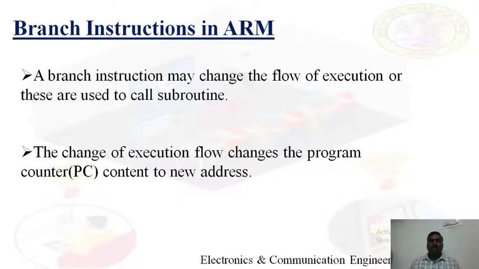In branch instructions, as the name itself suggests, the branch instructions are used to change the flow of execution, or they may be used to call a subroutine. The main use of the branch instruction is to call a subroutine or to change the program flow from one point of the program to another point. That is, if this is your main program flow, and suppose you want to jump from this point to this point, you can use these branch instructions.